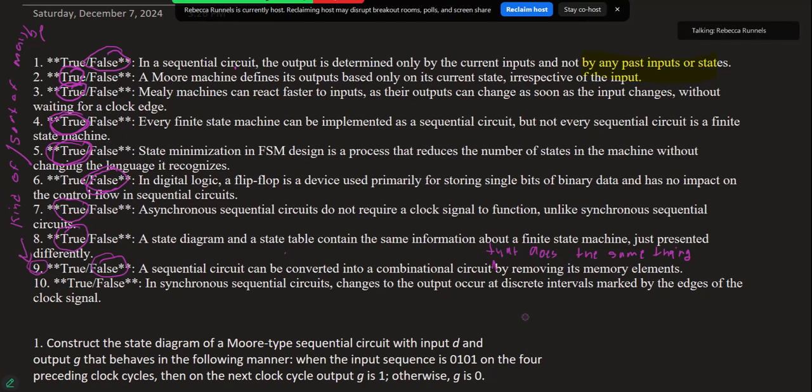In synchronous sequential circuits, changes to the output occur at discrete intervals marked by the edges of the clock signal. That is true. So you have positive edge triggered and negative edge triggered. So that's correct.